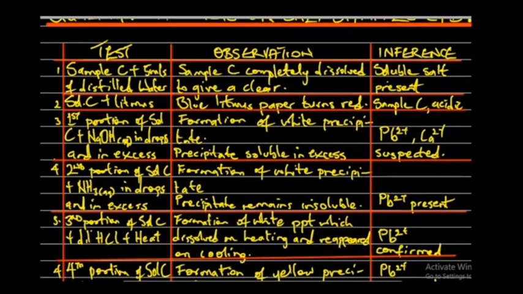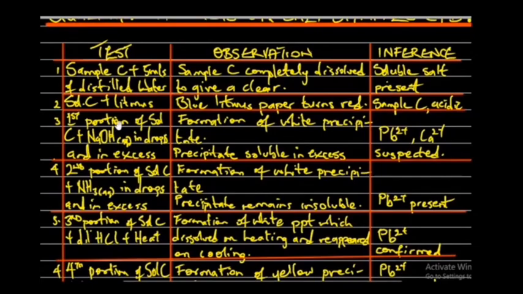These are the tests that could be carried out on sample C. First we added distilled water, and it made us understand that it was a soluble salt. Then reacting it with litmus paper, it turned the blue litmus paper red, indicating that it is an acid. Then we tested with sodium hydroxide in drops and had a formation of white precipitate, and in excess sodium hydroxide the precipitate disappeared. So the precipitate was soluble in excess sodium hydroxide, and we suspected lead or calcium ion in that particular substance.